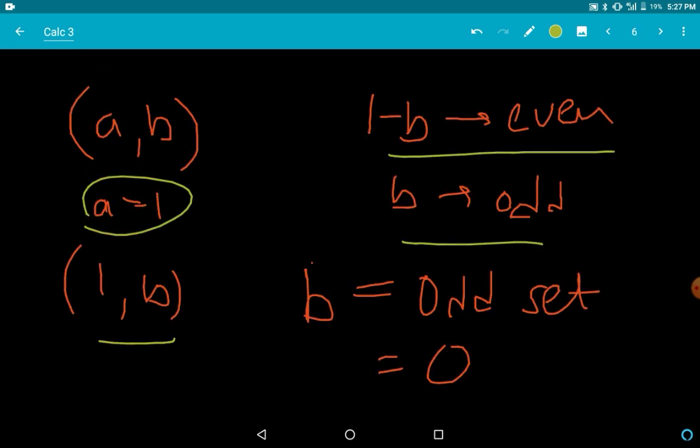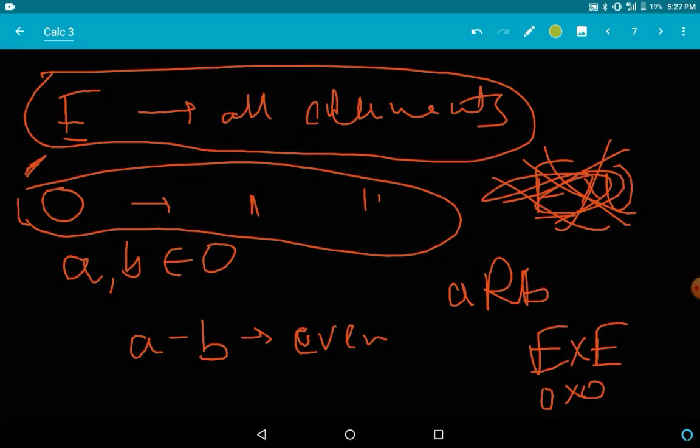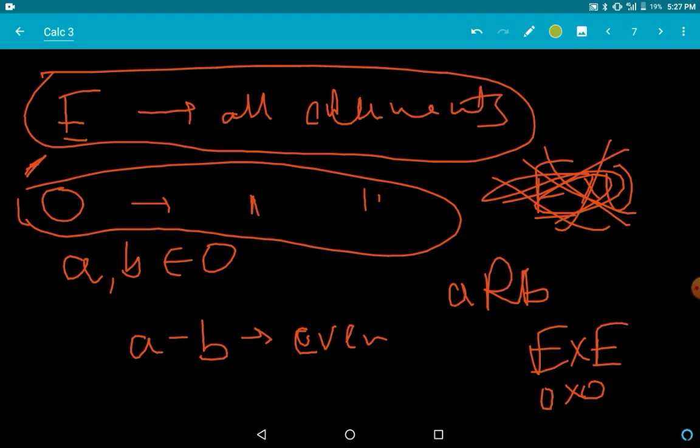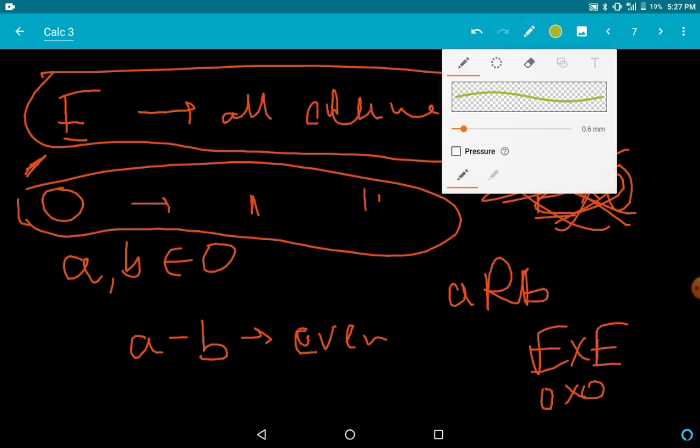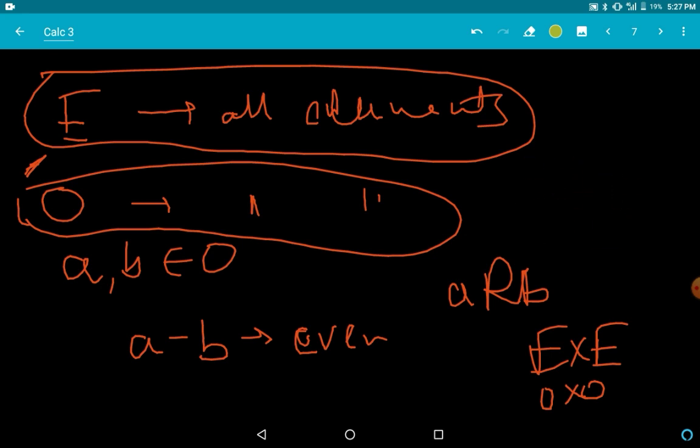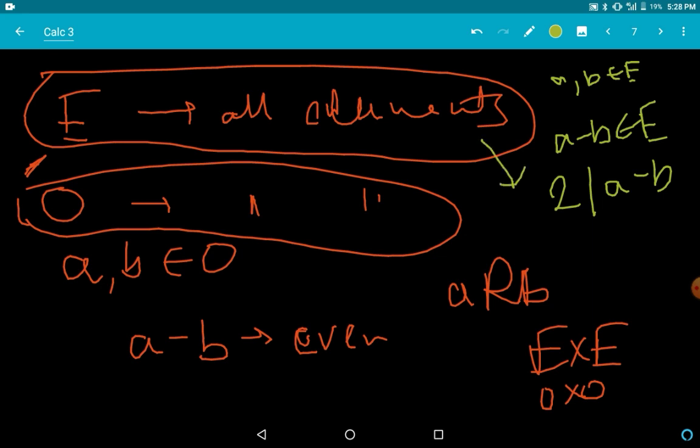Now notice one thing in the odd set, even set. Let's say a, b belong to even numbers. Now if we do this, a minus b will also belong to even numbers, so 2 divides a minus b. So this means that all the even numbers satisfy the relation, they are related, meaning a and b are related.